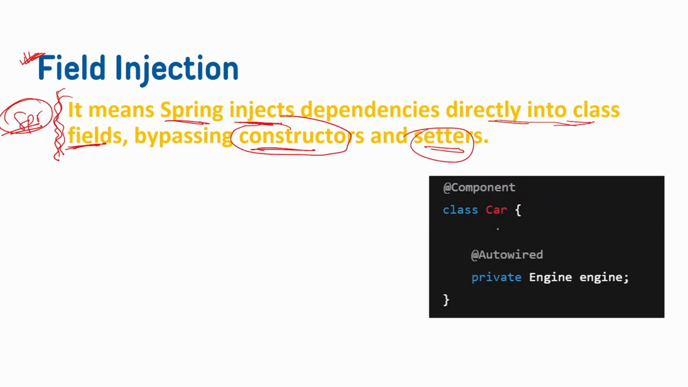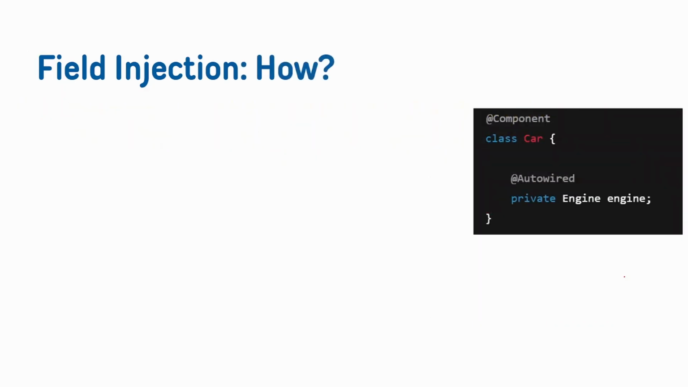Because here we write the @Autowired annotation above the field, and so Spring injects the dependency into this field. Let's see how field injection works. Let's see the complete flow of field injection and what its several disadvantages are.